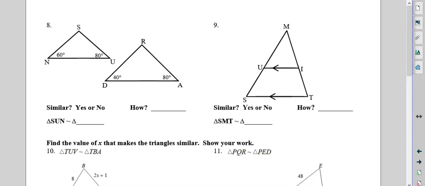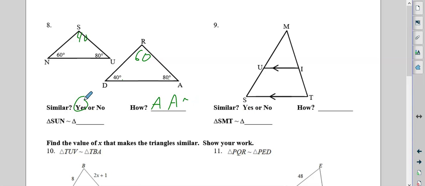All right, number 8. If we do the math on the big one, 80 plus 40 is 120, which means this has to be 60. And 60 plus 80 on the small one is 140, which means this is also 40. So notice we have 40, 40, 60, 60, 80, 80. So it actually is AA similarity. If you just looked at the 80, 40, 80, 60, you might say no, but you've got to find that third angle and see that we do have all of them matching.